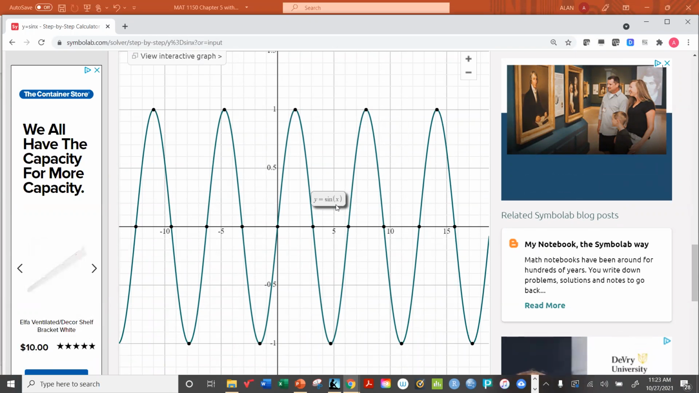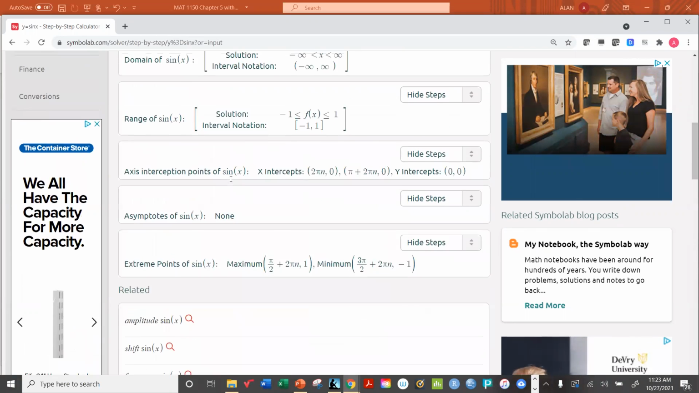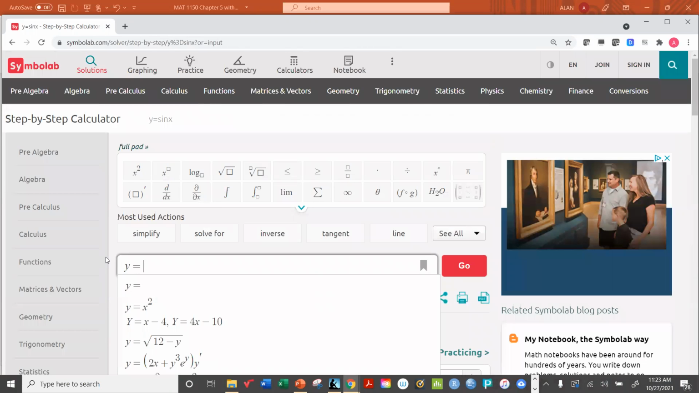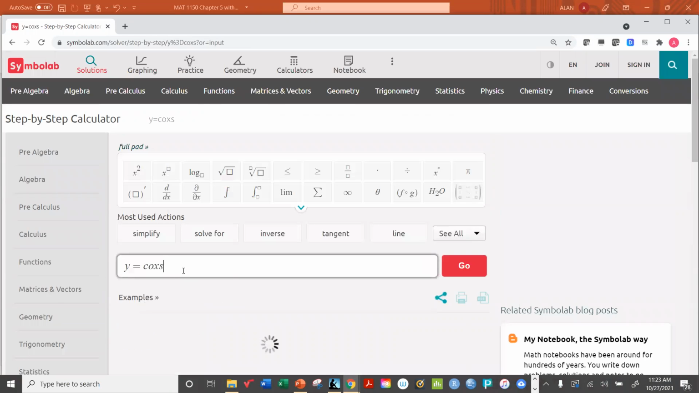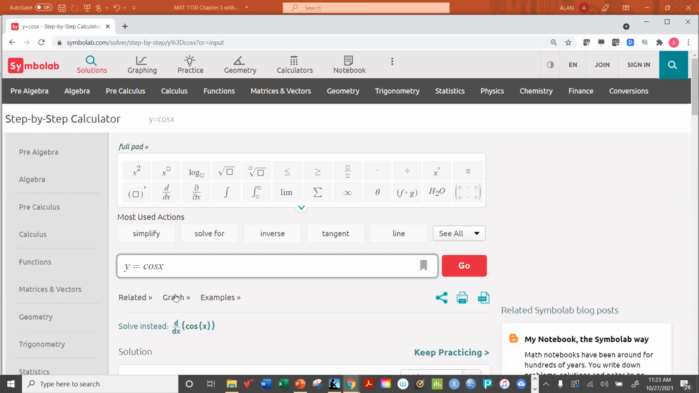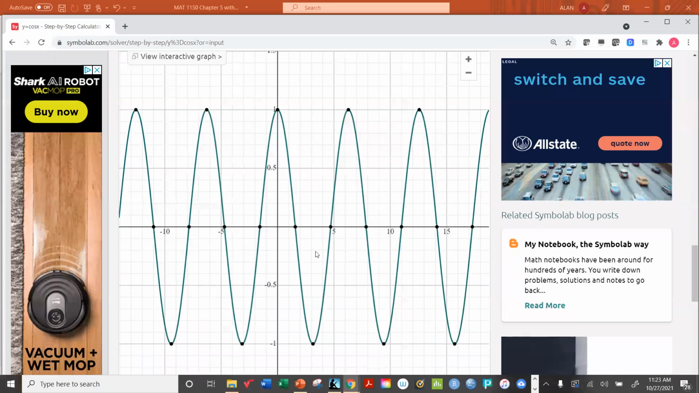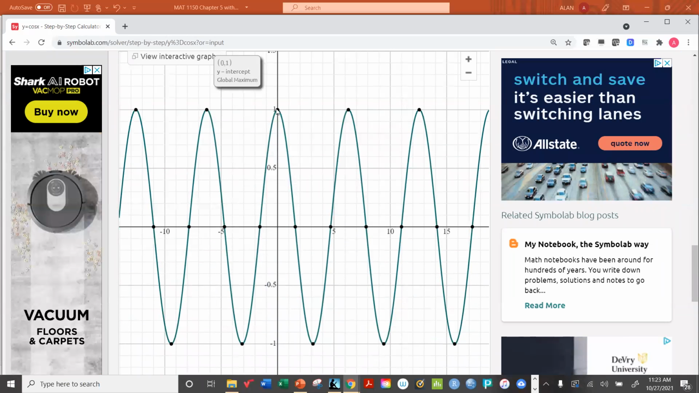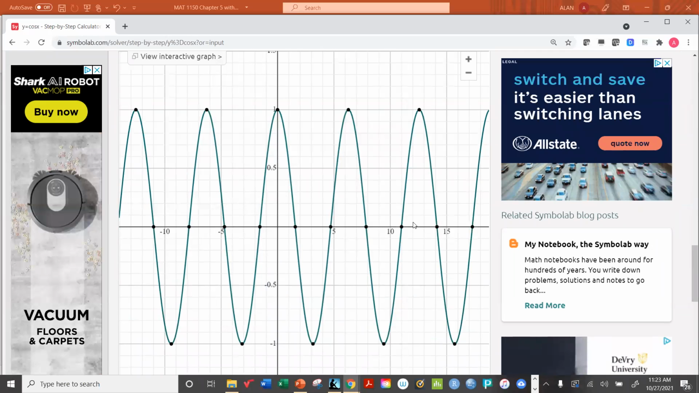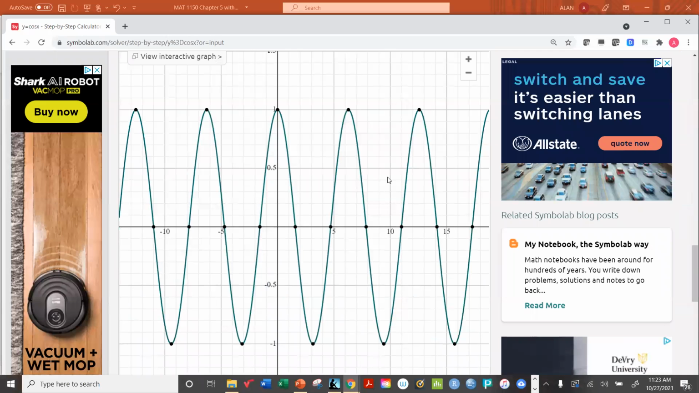What about this cosine? Whoops, I think I got the letters backwards. And if you look at it very carefully, same thing. It cycles up and down between 1 and -1. And the domain is the entire real number line. Now, this is not going to hold with the tangent. There's at least one value where the tangent is undefined.